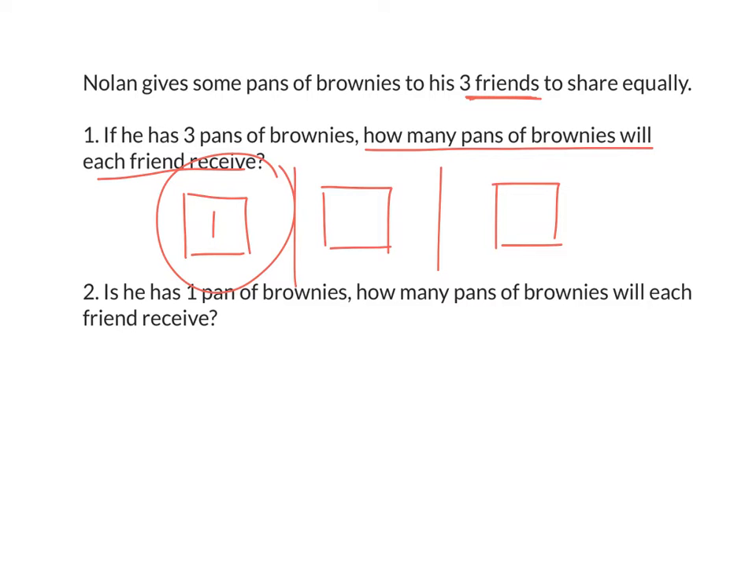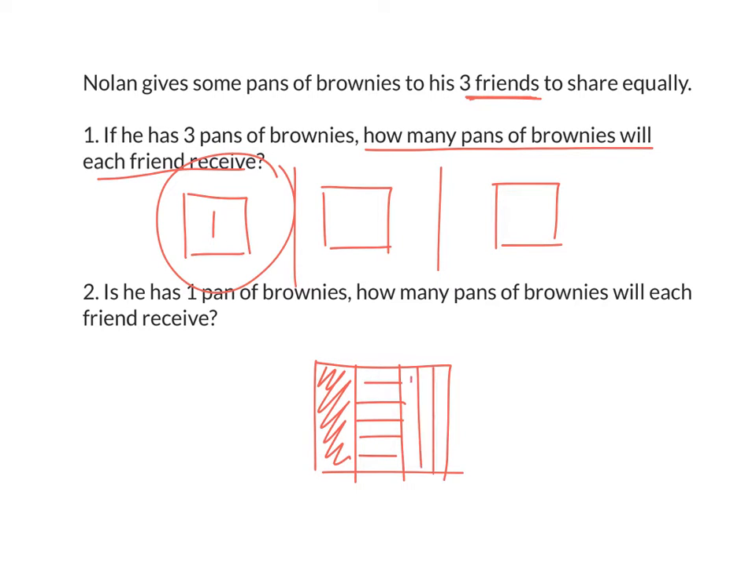Next, it says if this time Nolan only has 1 pan of brownies. Okay, so here's his 1 pan of brownies, but he wants to still share it with 3 different friends. So he has to split the brownie pan into 3 equal parts. This is what the first friend will receive, here's what the second friend will receive, and here's what the third friend will receive. Okay, so each friend will only receive a fraction this time of the entire pan, and they will receive 1 out of a total of 3 parts. So each friend will receive 1/3 of a pan of brownies.